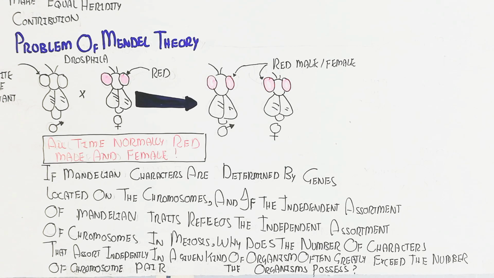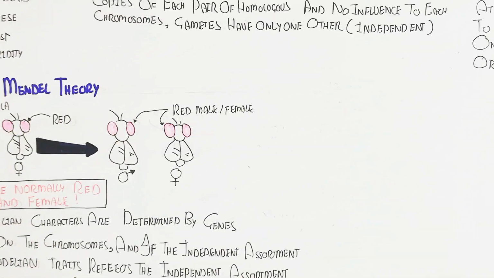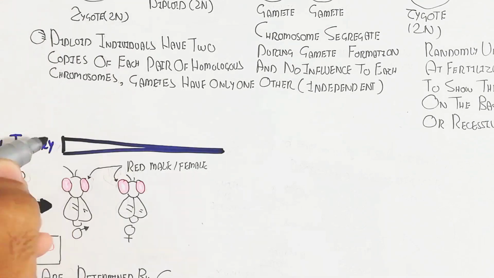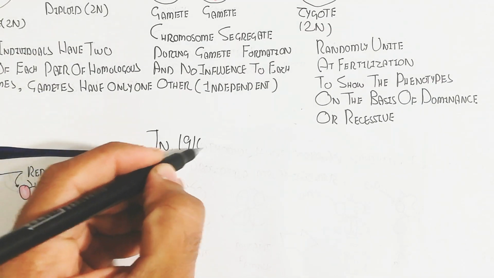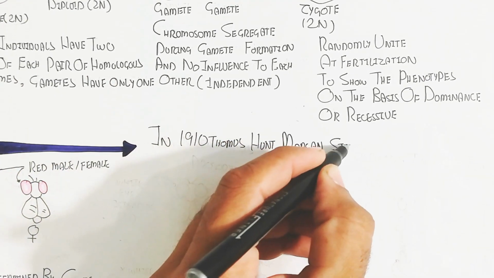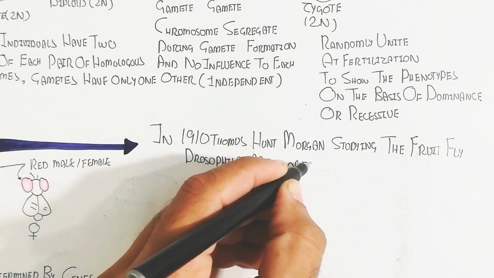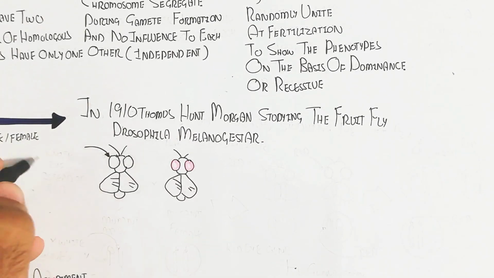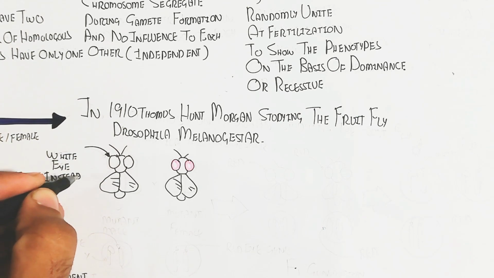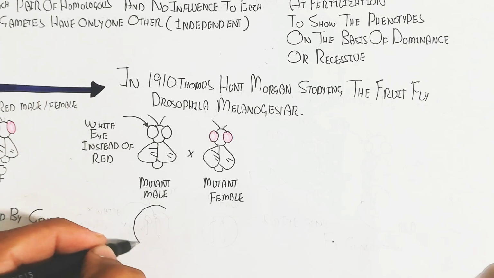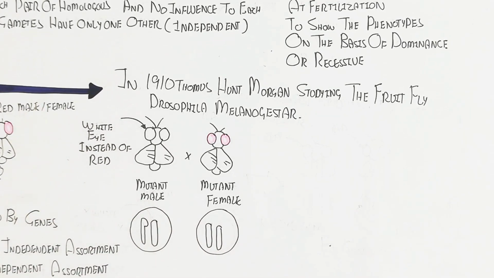Basically, it is something different, which was discovered by T.H. Morgan. T.H. Morgan was using the fruit fly Drosophila melanogaster. In 1910, Thomas Hunt Morgan, studying the fruit fly Drosophila melanogaster, crossed a white-eyed mutant male with a red-eyed female. The mutant male contains the X chromosome with the white gene, while the Y does not influence the X chromosome carrying the white gene.